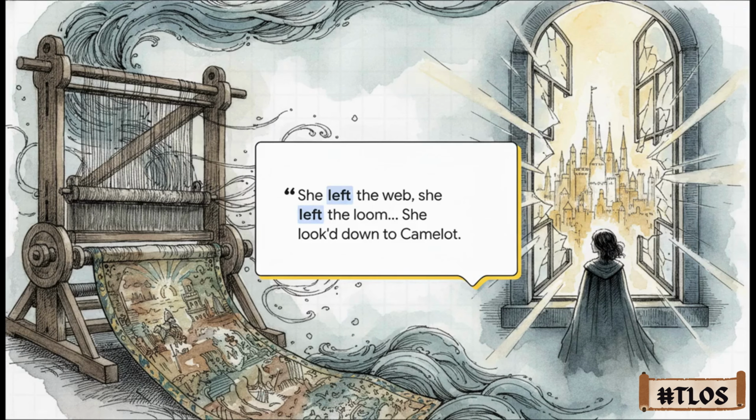Stanza 13 delivers the climax, and notice the urgent, repetitive structure of these lines. "She left the web, she left the loom, she made 3 paces through the room." That repetitive rhythm totally mimics her sudden, frantic pacing before she breaks the one rule of her entire existence, just to look directly at this magnificent reality. "She looked down to Camelot."